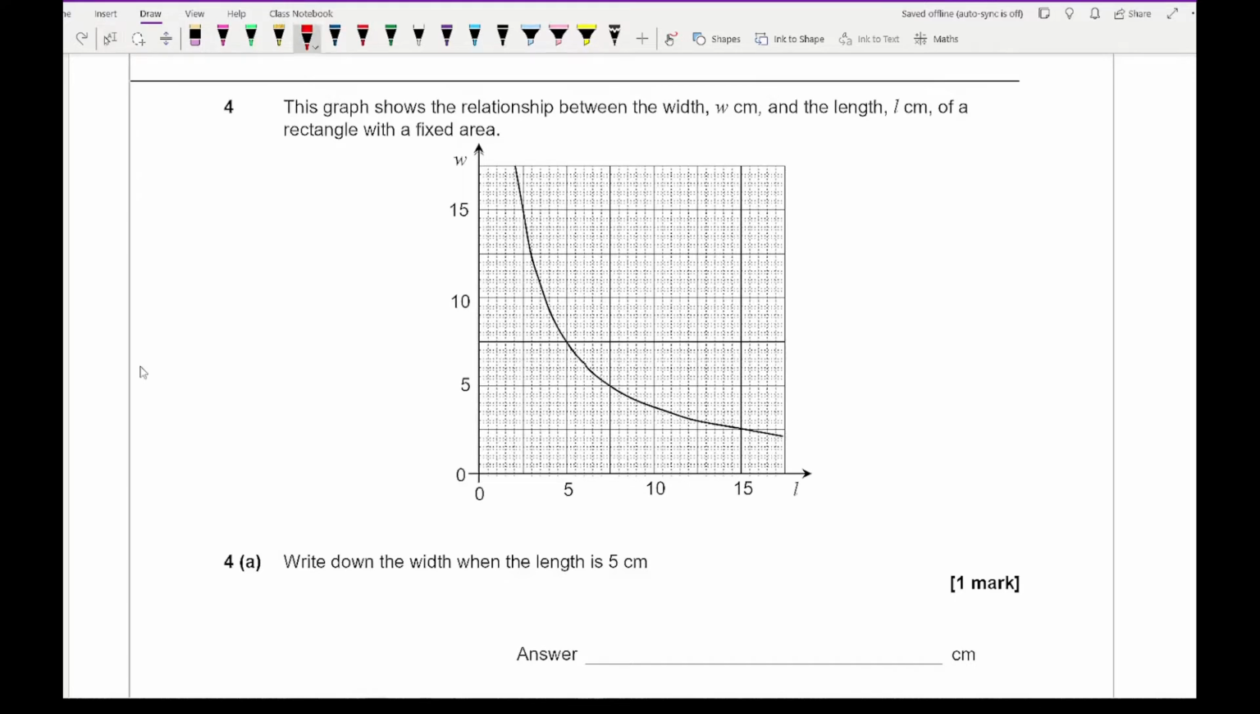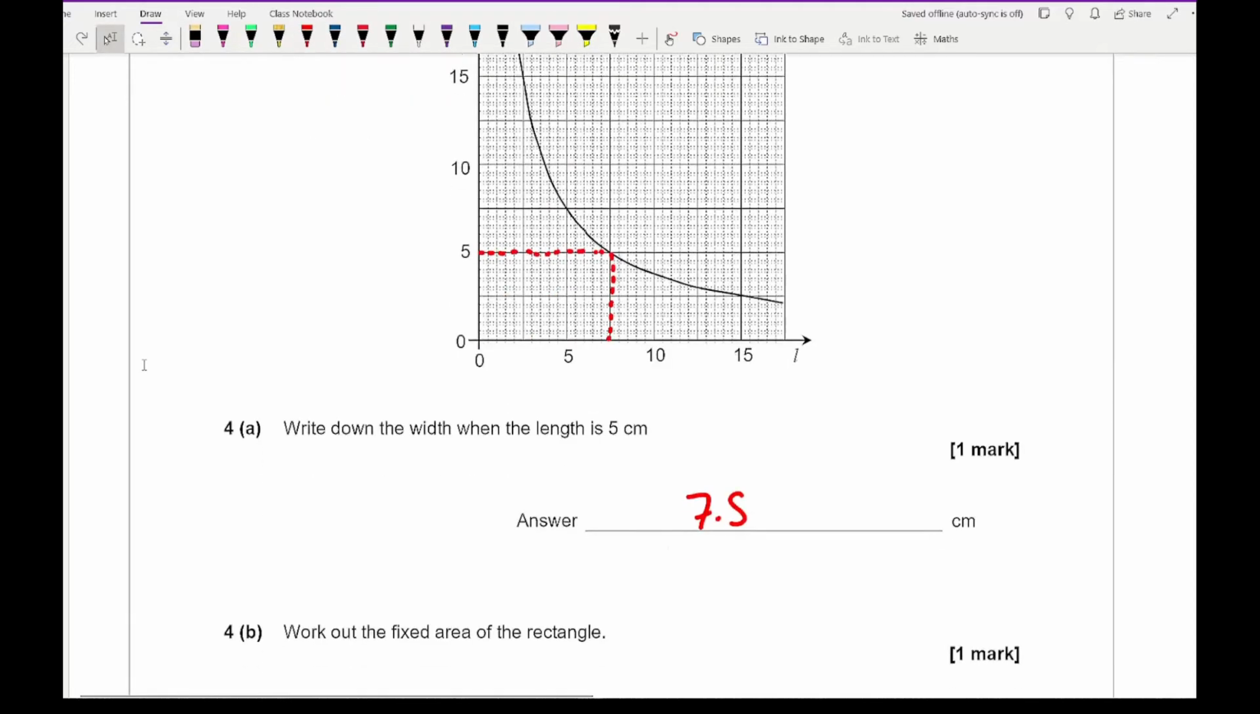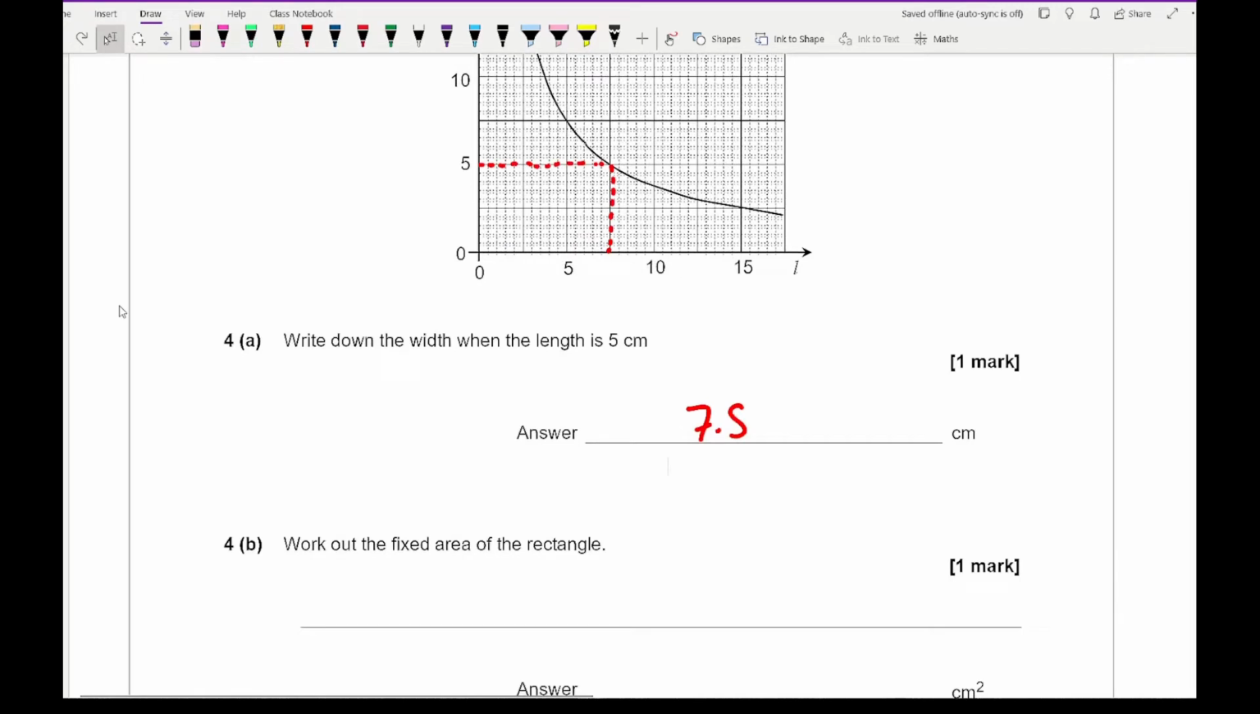So what we need to do is find the width, which is the vertical axis. We need to find 5, and then all we need to do is just go across and then head down, and I get that to be 7.5. The next question then says work out the fixed area of the rectangle. So for this, all we need to do is just multiply the width by the length, which is 5 times 7.5, and where I've got that from is these two measurements here, and I get an answer of 37.5.